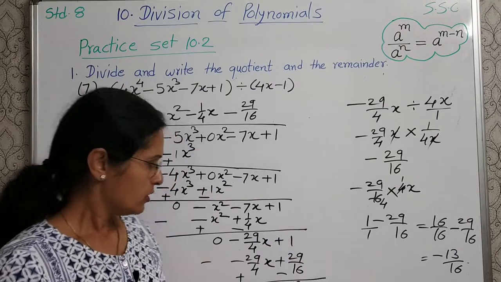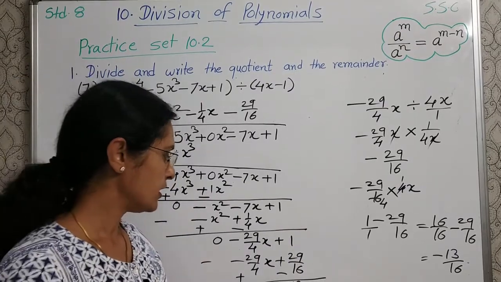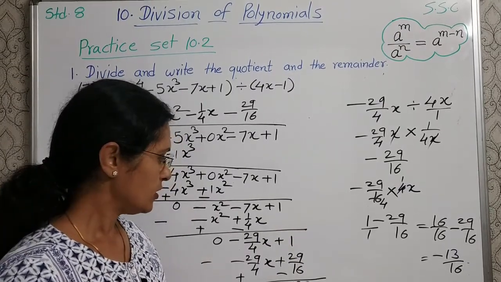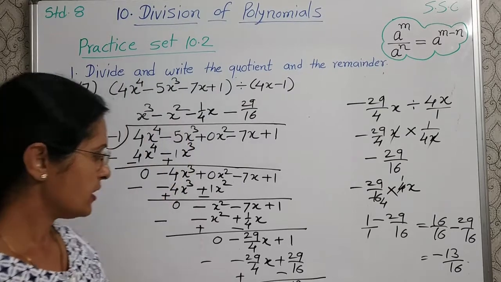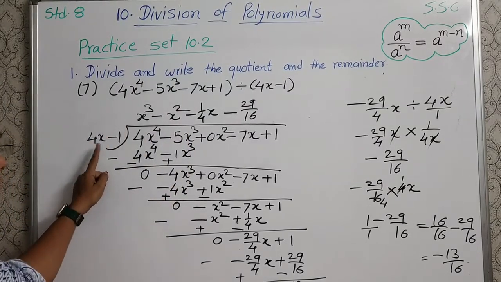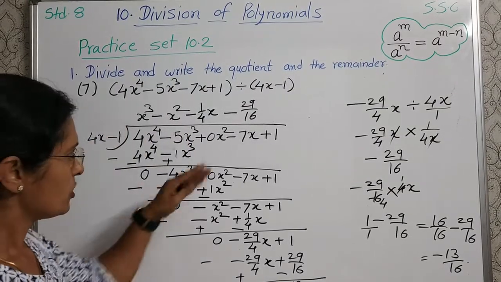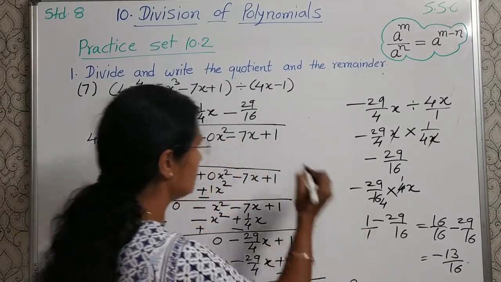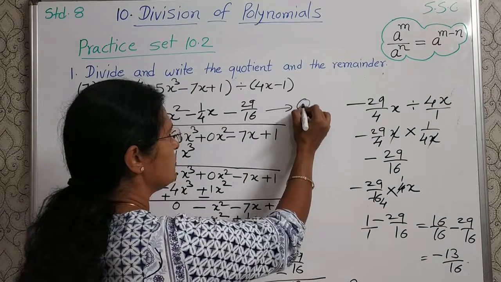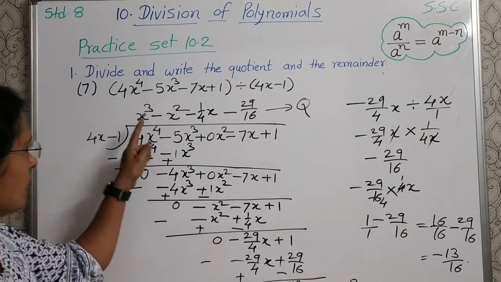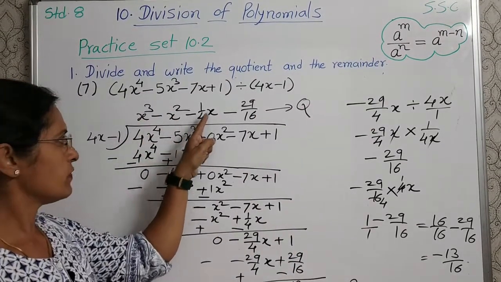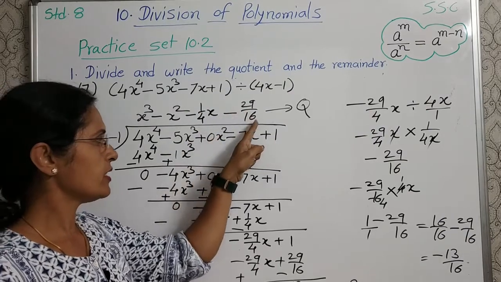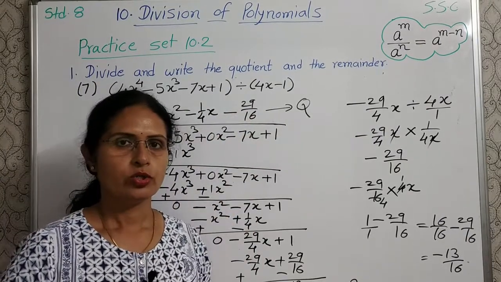Now see, the remainder has degree 0. So here the degree of the remainder is less than the degree of the divisor. So the division ends here. Therefore this is the remainder and here this is the quotient. X cube minus x square minus 1 by 4x minus 29 by 16 is the quotient.